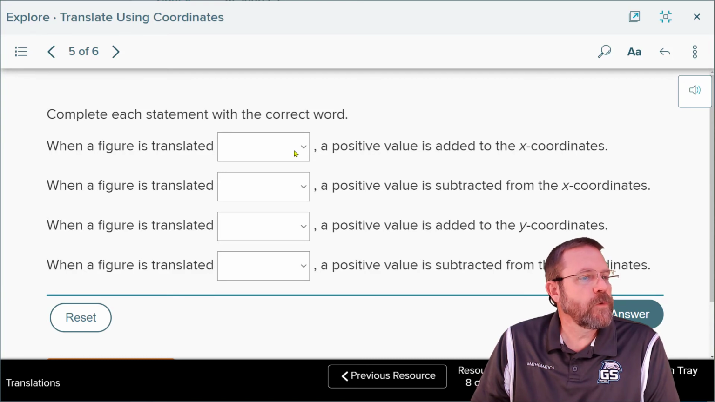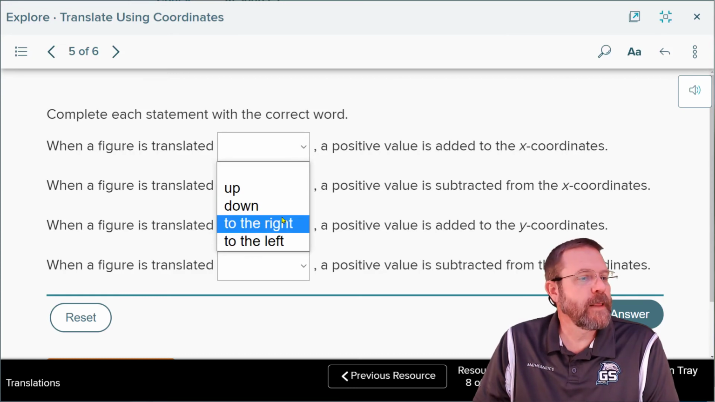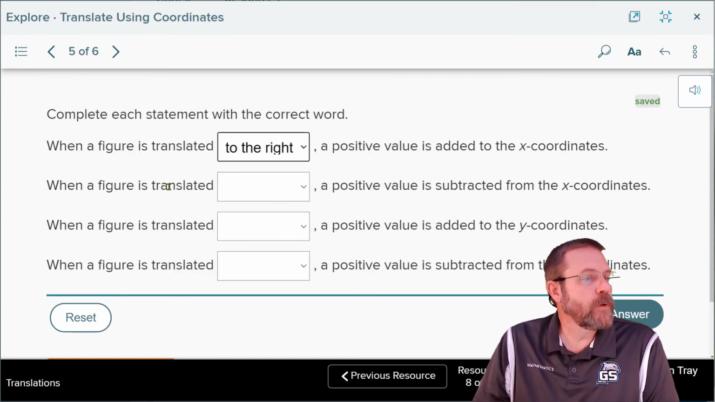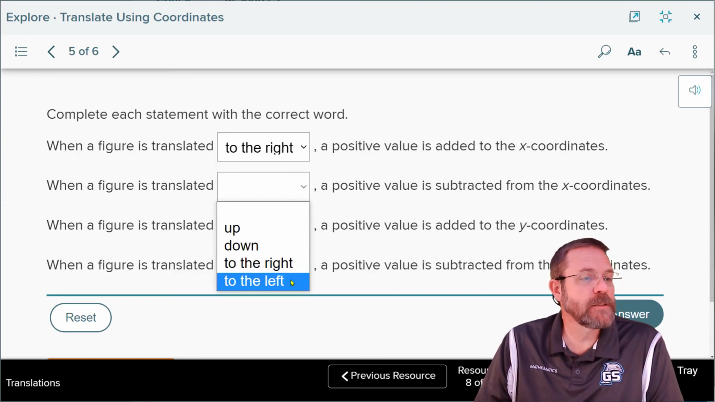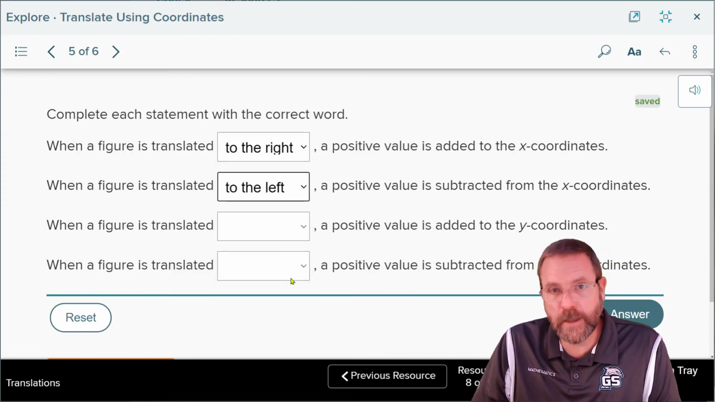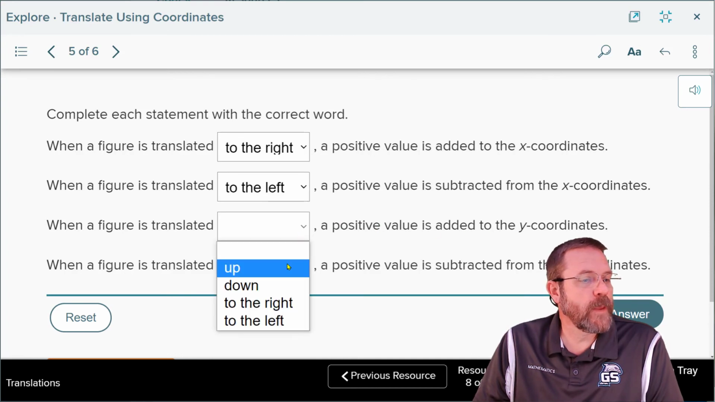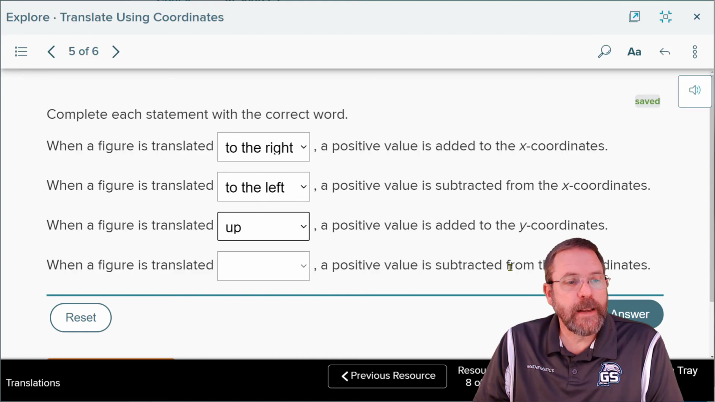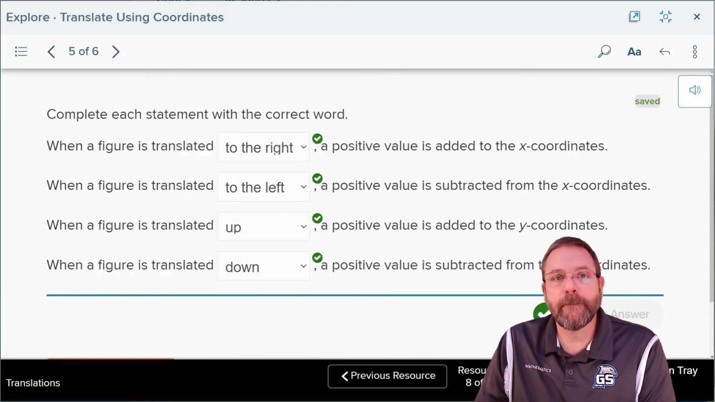It says when a figure is translated, what direction is a positive value added to the X coordinates? That's going to be going to the right. When a figure is translated, what direction is a positive value subtracted? That's going to take you to the left, because you're subtracting from the point's location. And when you're adding a positive value to the Y coordinate, that's going to take you up. When you're adding a negative value to the Y coordinate, that's also known as subtracting from it. That's going to end up taking you down, and you can see that happening right there.